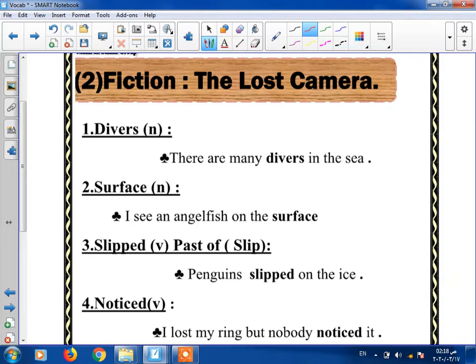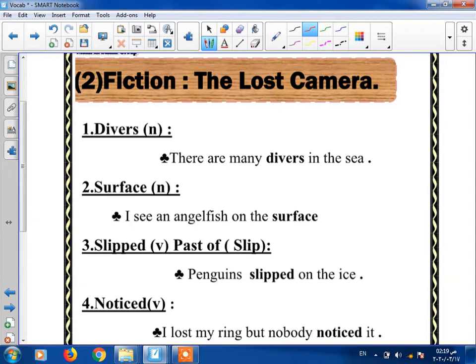Today our lesson is called The Lost Camera. So, Junior3, do you know the meaning of the word lost? Lost means that you are unable to find something. For example, when I say I lost my pen, I will look for it. That means it's missing. The word lost equals missing. So, Junior3, we will see the words, and after that, we will read the text, and we will see what the meaning of the lost camera is.